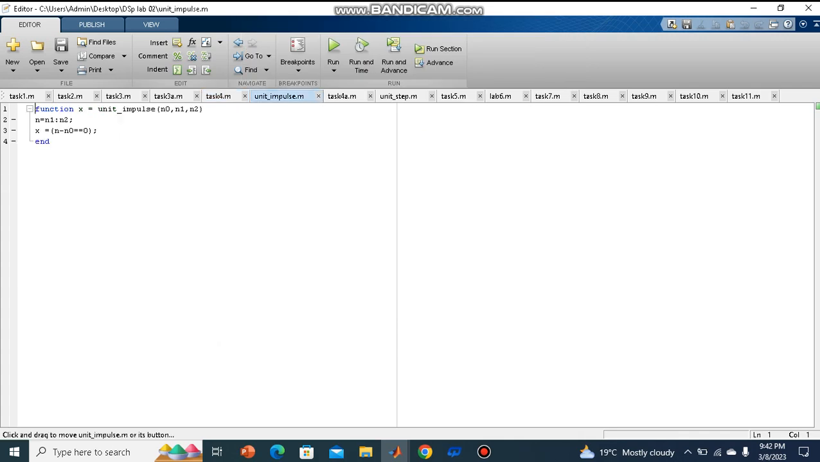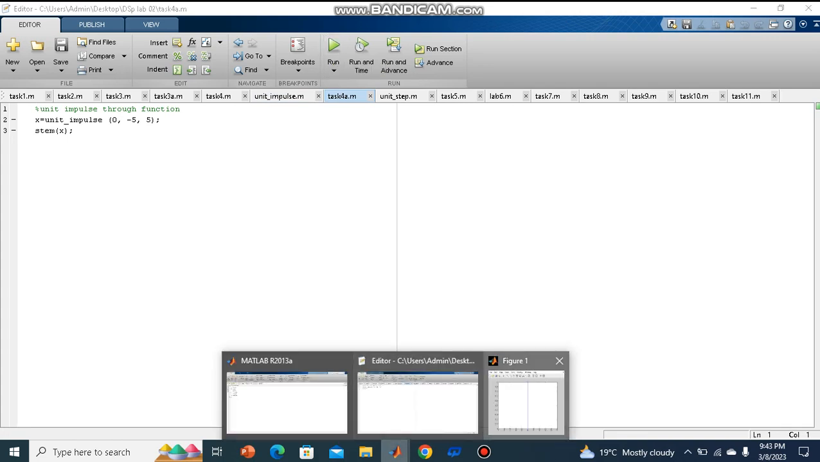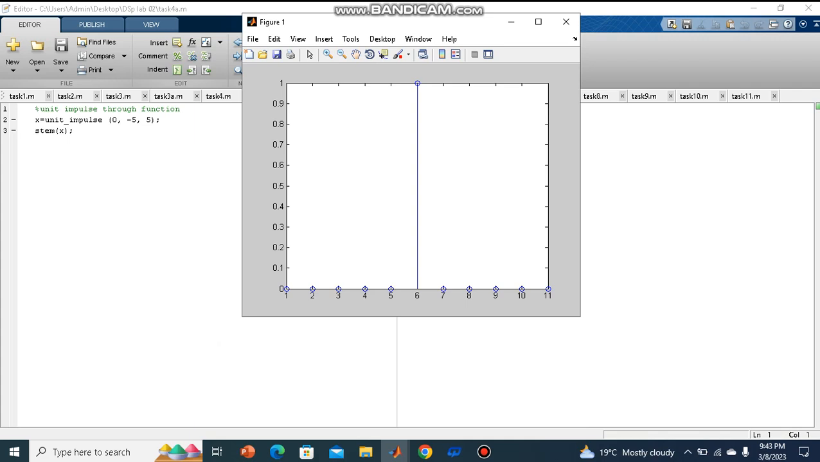Now we will discuss a unit impulse. We assign a function of unit impulse, and in this we can see that the unit impulse values are 0, -5 and 5. Then when we run it, we get a value like this. This is a straight line on this graph, starting from 0 to 1.